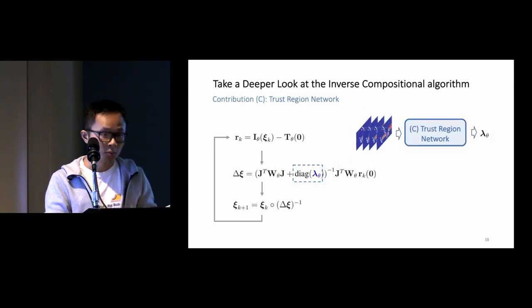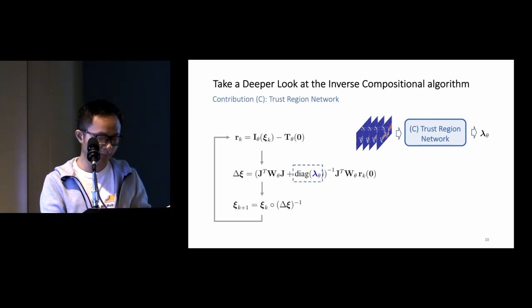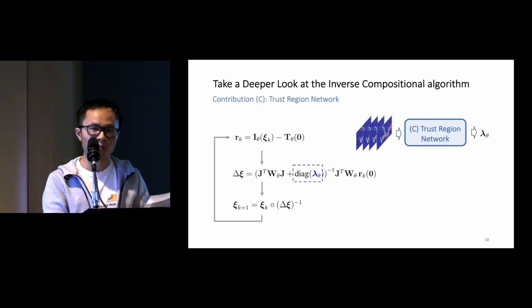Third, we propose a trust region network to more accurately and effectively approximate the trust region behaviors using learning. We use this learned damping parameter to replace the classical heuristic damping in the Levenberg-Marquardt formulation.